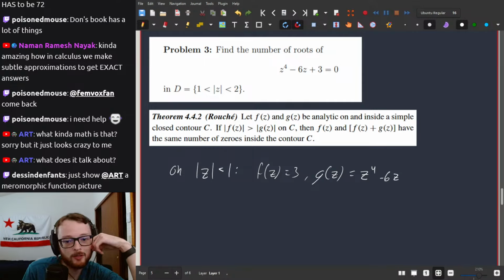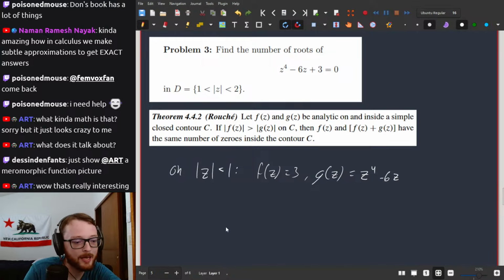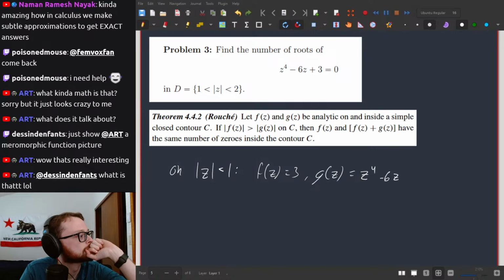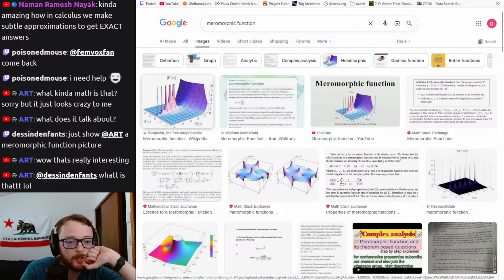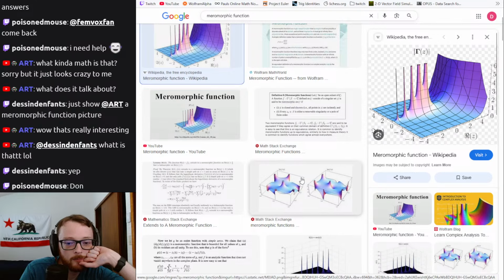Oh, I'm not sure I'm making a true statement here. I don't think I've seen a meromorphic function picture. Is there a nice visualization? What, like this? Yeah, it's like gamma, but you get neat visuals, I guess. I don't know.